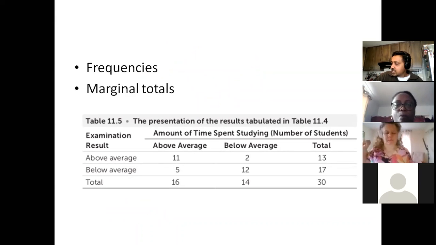These kinds of totals that you get when you cross-tabulate, these are called marginal totals because this is the total of a margin, okay? That's your margin.